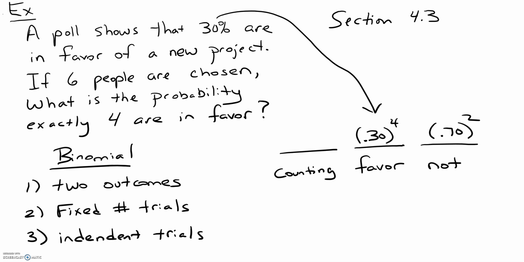Is it the first person in line who doesn't like the project? Is it the second person in line? So from chapter 4, we'll use our combinations. We have 6 people, and 4 of them like the project. And then we're ready to start typing these into our calculator. And I would just type this whole expression in at once.